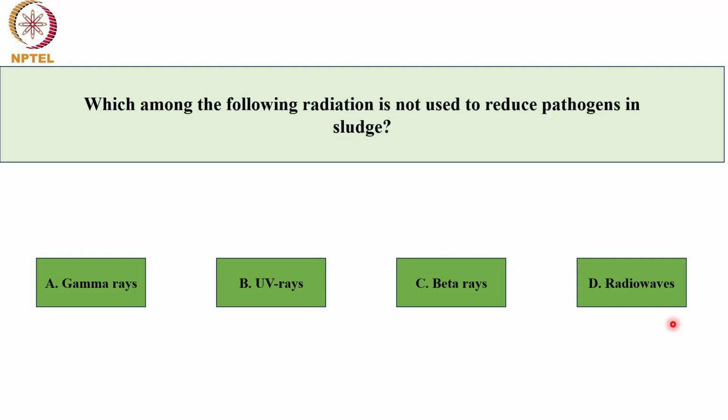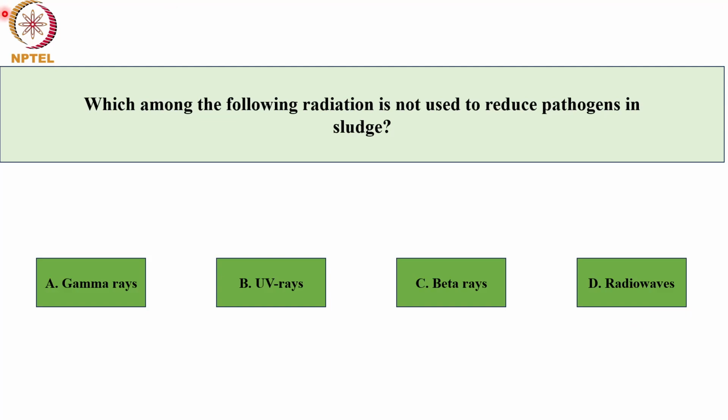Okay, so the next question is, which among the following radiation is not used to reduce pathogens in sludge? Option A, gamma rays. Option B, UV rays. Option C, beta rays. Option D, radio waves. Think and tell me.